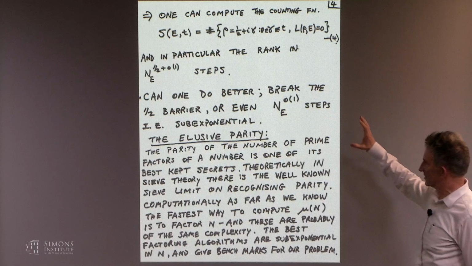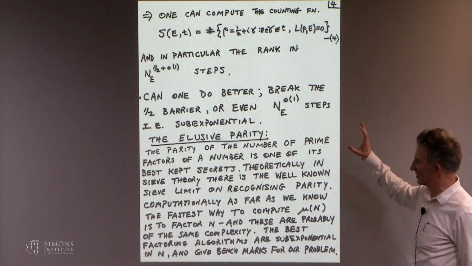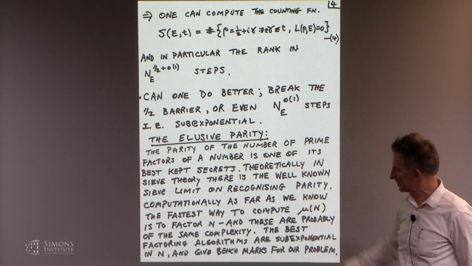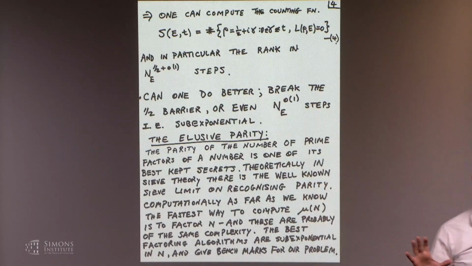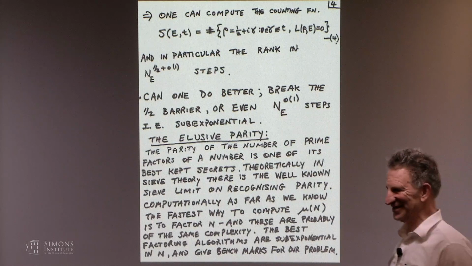And I want to explain why this is of such interest to us. Is the parity of a number, the Möbius function, is where everything breaks down. In sieve theory, there's something called the parity principle. It stops us doing everything we're trying to do. It's very difficult analytically to tell whether a number's got an odd or an even number of prime factors. It's the last secret that the number keeps.